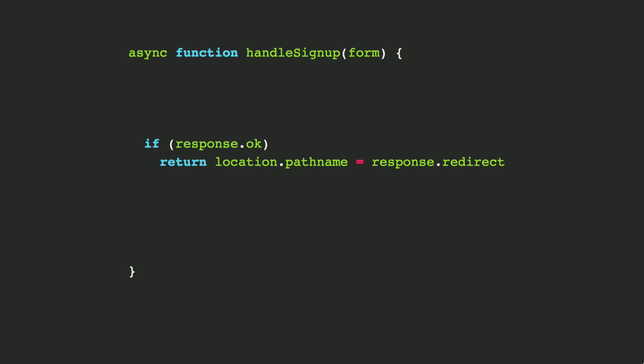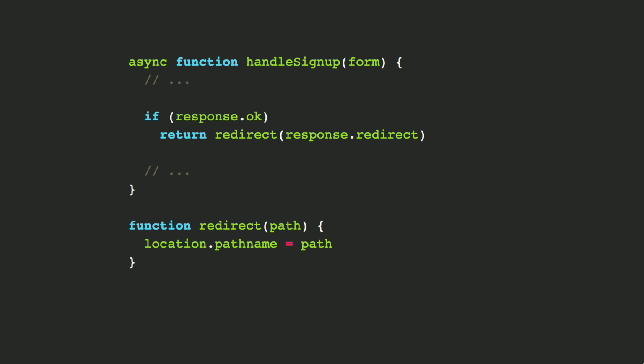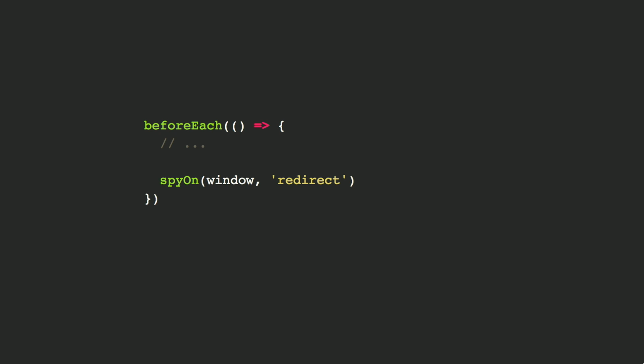So we need to be able to test the handle sign-up function without actually executing this code. We can do that by extracting that code into its own function that's simple enough that we don't really need to test it, and then putting a call to that function from the thing we are trying to test. We can then stub that redirect function out in our test so that calling it has no effect, and our handle sign-up form can now be tested without unloading the page.